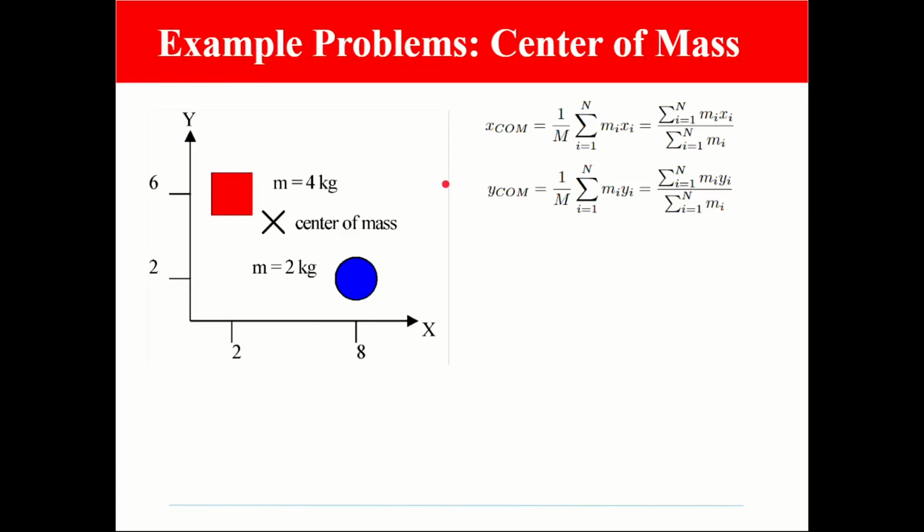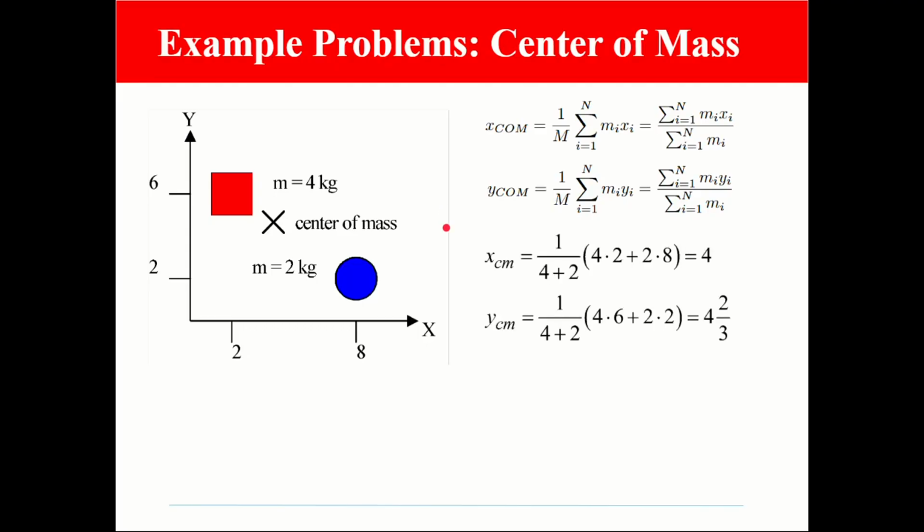And then here are the equations that we saw on the previous slide as well. Right now, they might just seem to be a mismatch of a whole bunch of different variables, but let's take a look and see how we actually use them. So x center of mass is going to be equal to 1 over 4 plus 2. Where does this 4 plus 2 come from? It comes from the sum of these two masses here: 4 kilograms plus 2 kilograms.